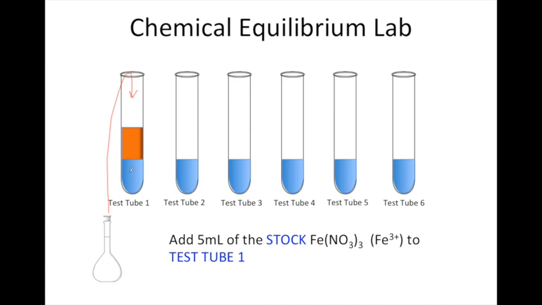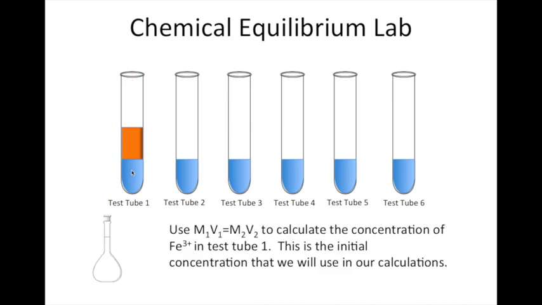So those will react. But we have to calculate the concentration of iron and thiocyanate in this test tube, because when we mix them together, we actually have one more dilution. So these are the concentrations that we're actually going to use in our calculations. So let's look at that. Okay. So we're going to use M1V1 equals M2V2 to calculate the concentration of iron in the test tube.